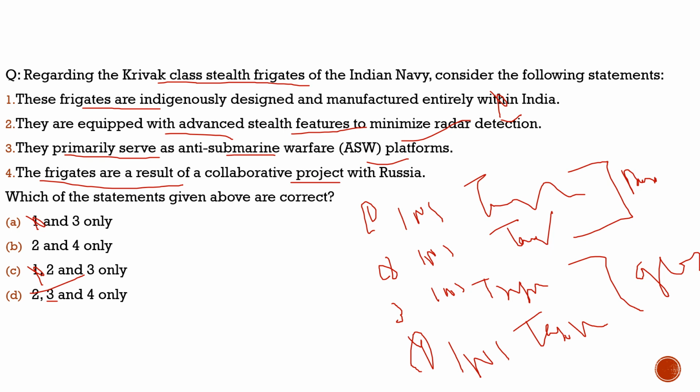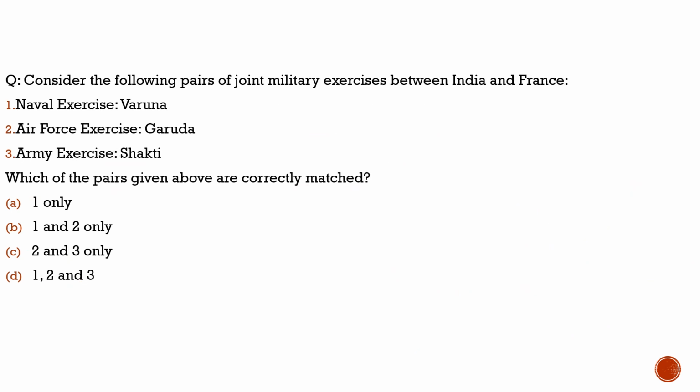Now with this, let's move to the last question from the current affairs part. After that, we will shift towards the static portion. Here the question says, consider the following pairs of joint military exercises between India and France. First, naval exercise Varuna, correct. Air Force exercise Garuda, correct. Army exercise Shakti, correct. Which of the pairs given above are correctly matched? All the three are correctly matched.